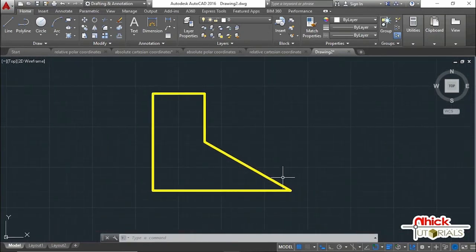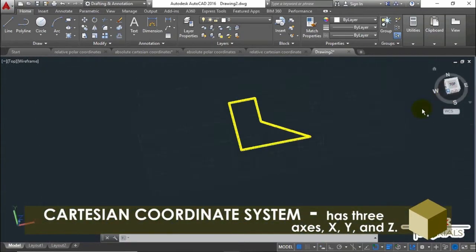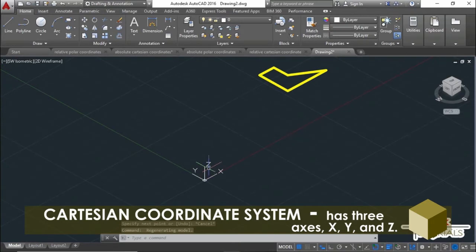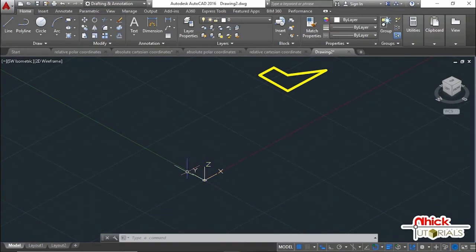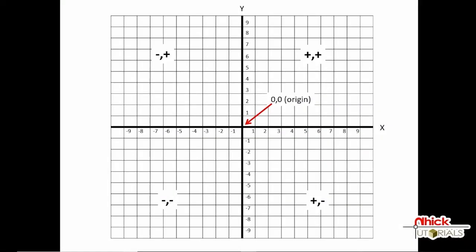Meron tayong tinatawag na Cartesian coordinate system. A Cartesian coordinate system has three axes, X, Y, and Z. When you enter coordinate values, you indicate a point's distance and its direction, positive or negative, along the X, Y, and Z axis relative to the coordinate system origin, 0, 0, 0. In 2D, you specify points on the XY plane, also called the work plane.